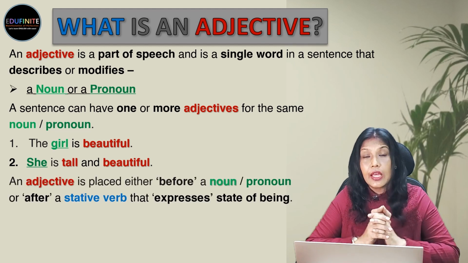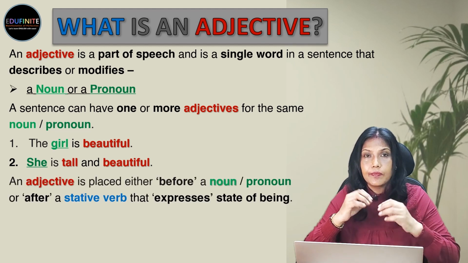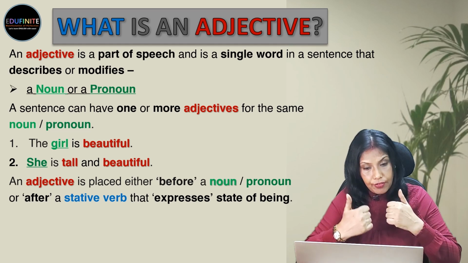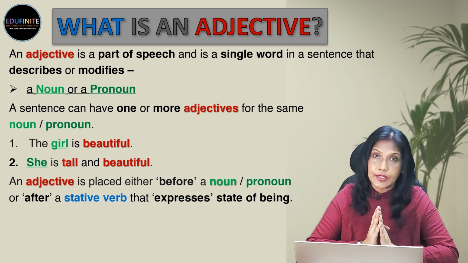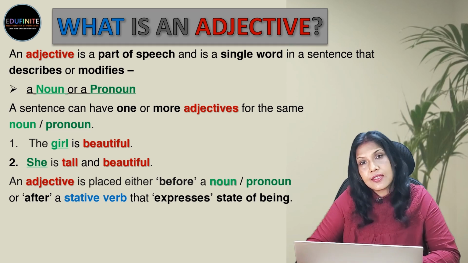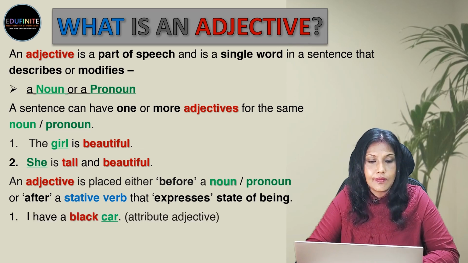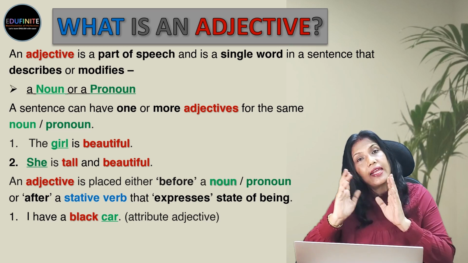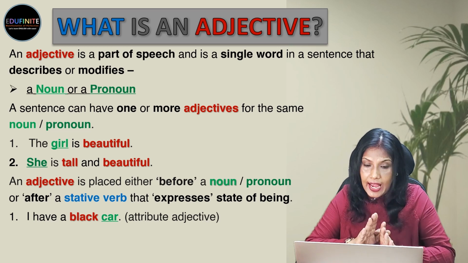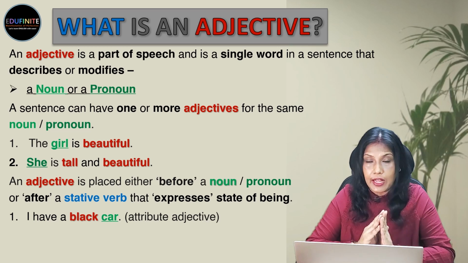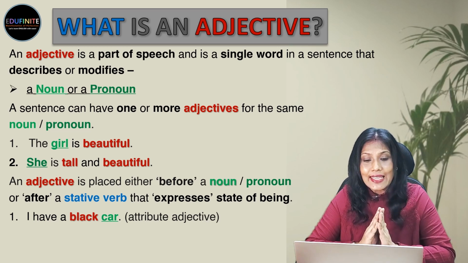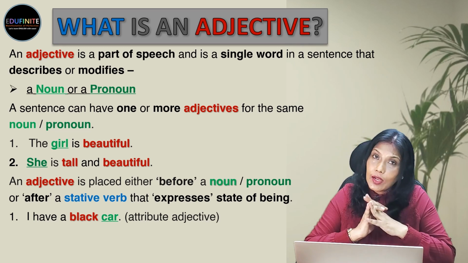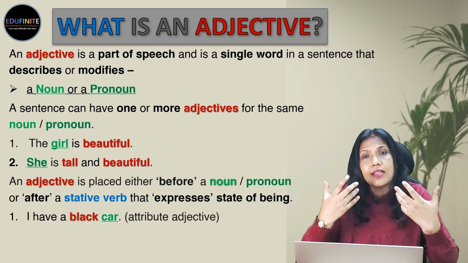Now an adjective is placed either before a noun or a pronoun or after the stative verb that expresses the state of being. So let's look into the sentences to understand it a little better. I have a black car. Now here, black is telling us more about the noun car. So black is the adjective, and where is it placed? It's placed before the noun. So black is an attribute adjective. So when an adjective comes before a noun, we call it an attribute adjective because it tells us the attribute about the noun.